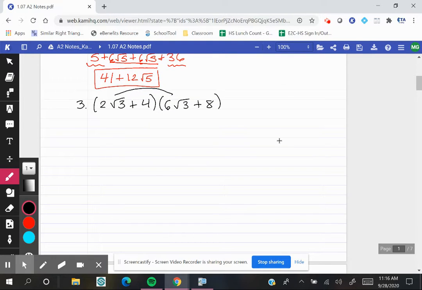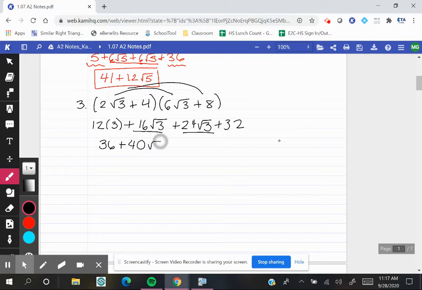All right, so when we multiply these, we should have 12, and then rad 3 times rad 3 gives us just 3. And then the rest should be really similar to what we've done before. So 16 rad 3, 4 times 6 gives me 24, keep the rad 3, and then 8 times 4 gives me 32. Now we can simplify, so 12 times 3 is 36. I also have like terms right here, so 16 and 24 are going to give me 40 radical 3. The rad 3 stays the same.